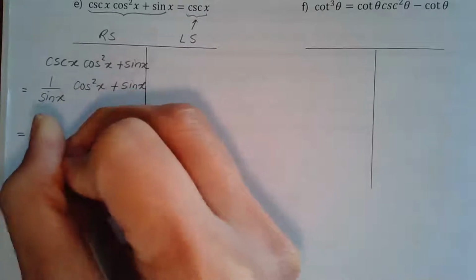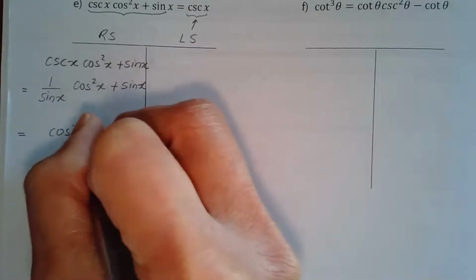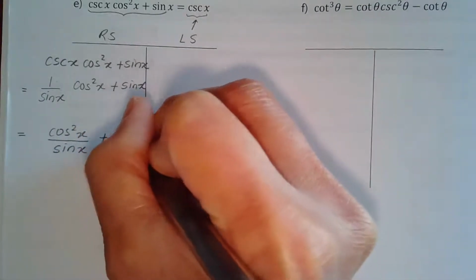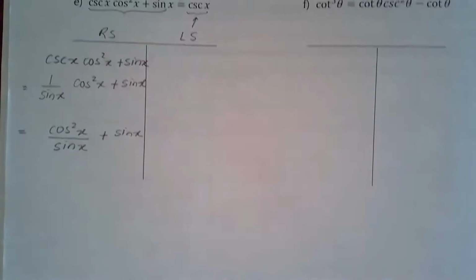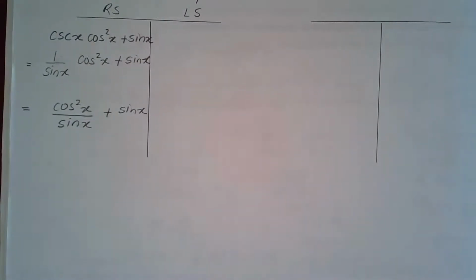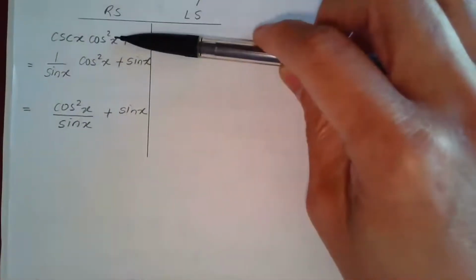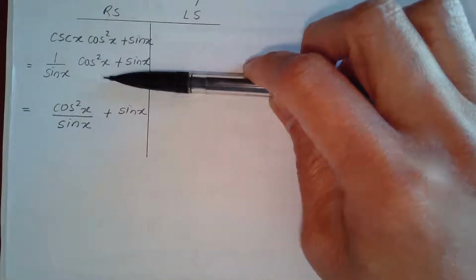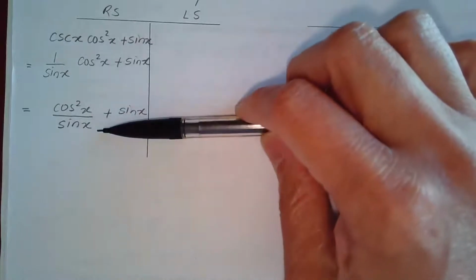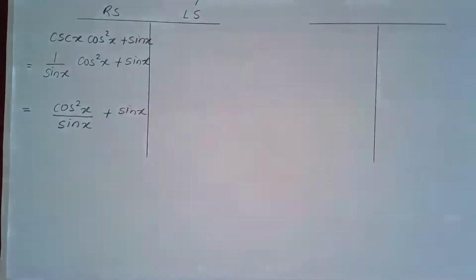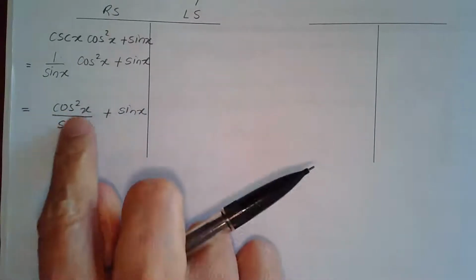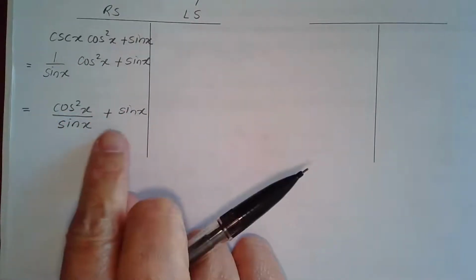1 times cos squared of x is just cos squared of x over sine of x plus sine of x. Okay, so this first line is equivalent to this next line, and then this second line is equivalent to the third line. Okay, so how do we do this one? Is there a way to add these two together?